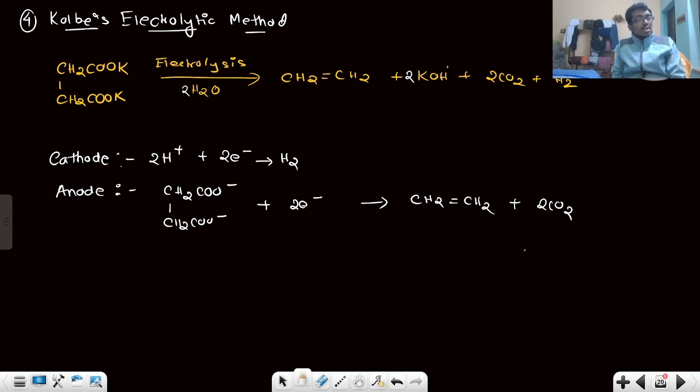Last time, you remember we took RCOONa. This time we did not take RCOONa. We have taken CH2COOK, and another CH2COOK, already bonded by a single bond. Last time there was no bonded type. Clear? Understood? This is the Kolbe preparation of alkene. Done. Let's see what we have next.